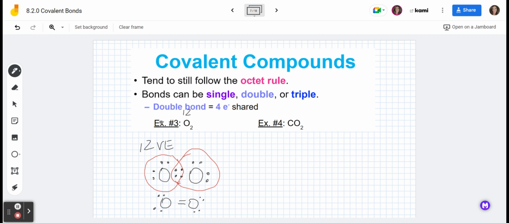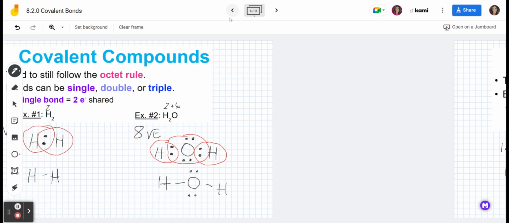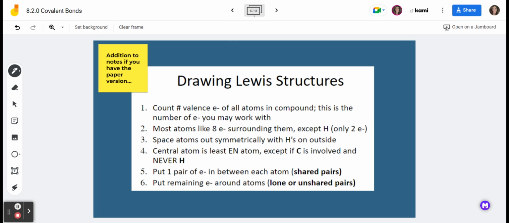All right, carbon dioxide. We have carbon has 4 valence electrons, if you look at your periodic table. Oxygen, there's 6 of them per oxygen. 6 times 2 is 12. So we have 16 valence electrons.